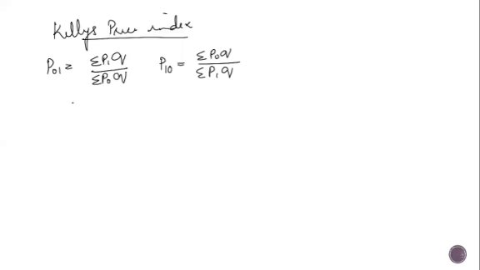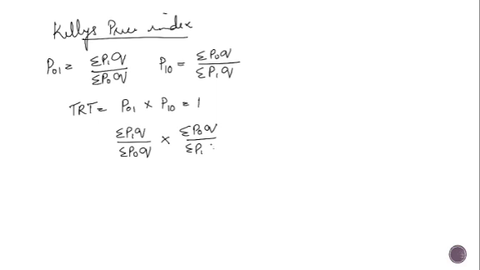Now we will write as per the TRT, that is price of the base and the current year into price of the current and the base year should be equal to 1. So that means it is summation P1Q divided by summation P0Q into this formula, that is summation P0Q divided by summation P1Q.